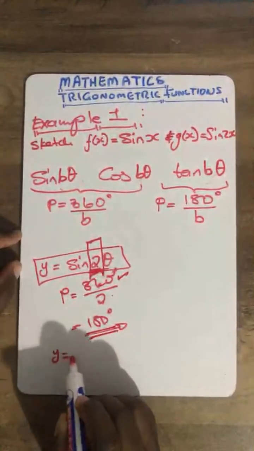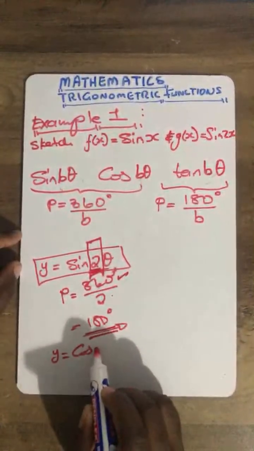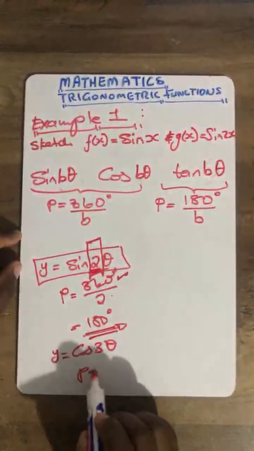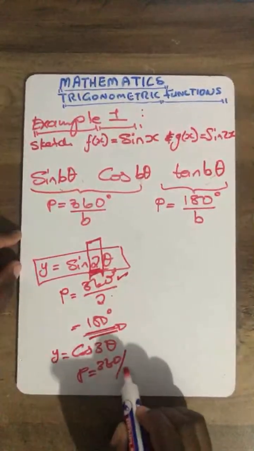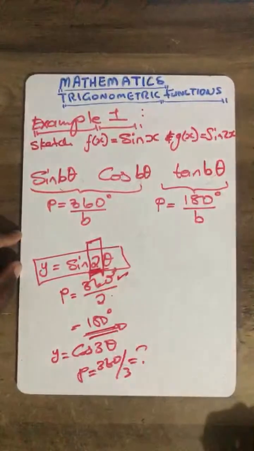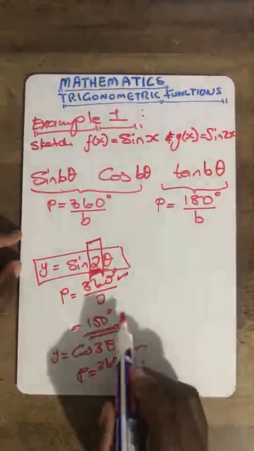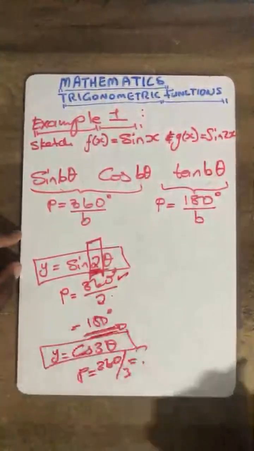Similarly, when you have y equals to, let's say, cos 3 theta, the period for this one would be 360 degrees that you need to divide by that. The answer that you get is the period for specifically that function.